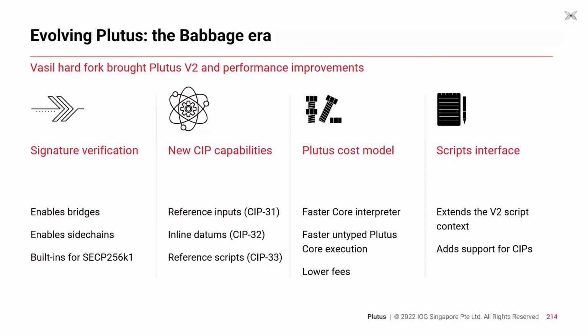Let's see. So the Babbage Era. So we've just had the Vasil hard fork, which brings us into the Babbage Era. This is where Plutus V2 comes in. So this is kind of the meat of the talk here.